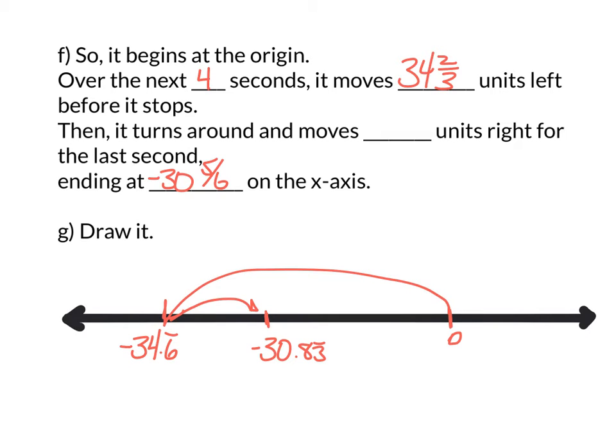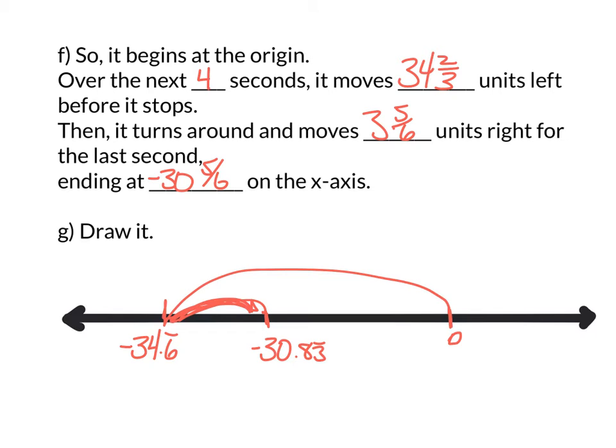Well, how far did it travel there? What was that distance that it moved to the right? Well, if we just find the difference between those two, we see that it moved 3.83, or 3 and 5/6 units to the right.